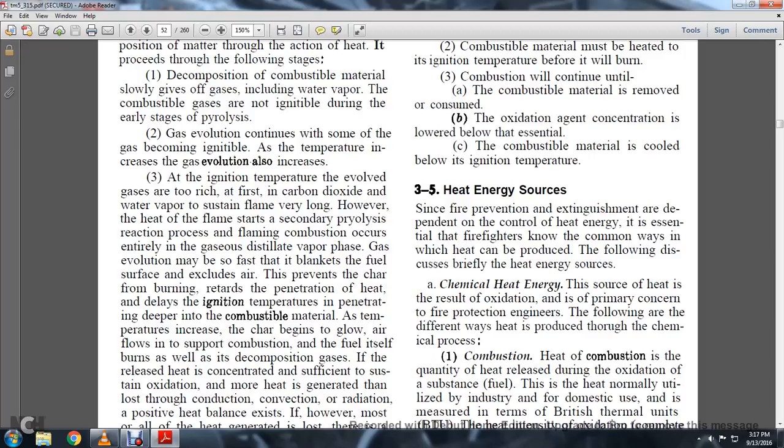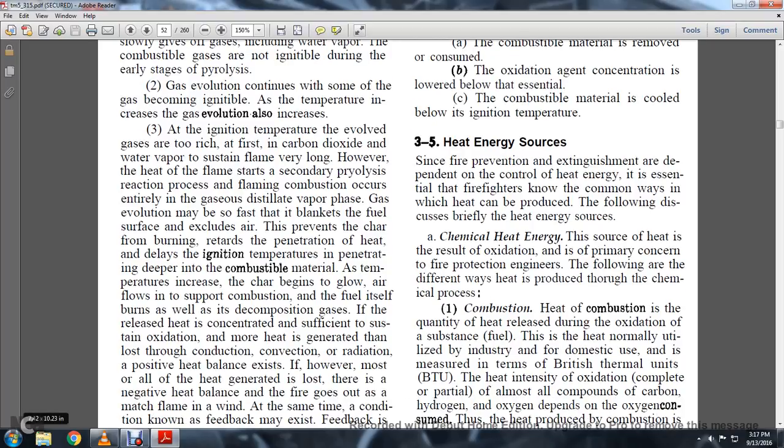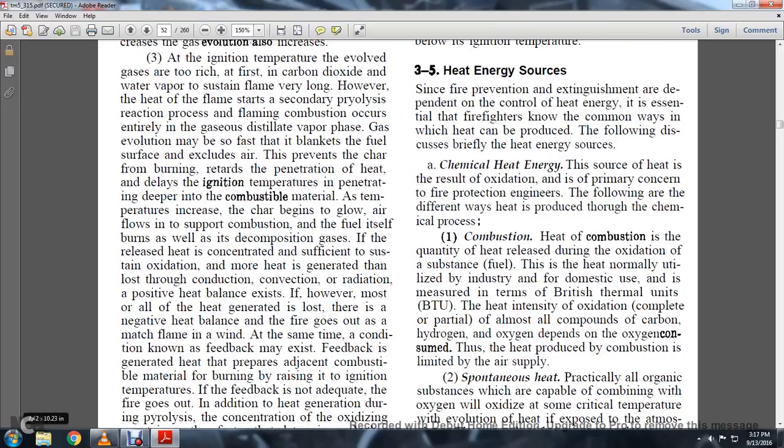As temperature increases, the char begins to glow and air flows in to support combustion. The fuel itself burns as well as the decomposing gas if the released heat is concentrated sufficiently to sustain oxidation. If more heat is generated than is lost through convection and radiation, a positive heat balance exists. If, however, most of the heat generated is lost, there is a negative heat balance, and the fire goes out, as a match flame does in the wind.